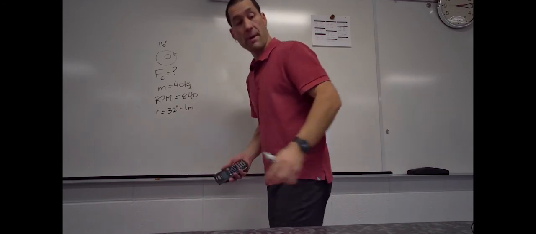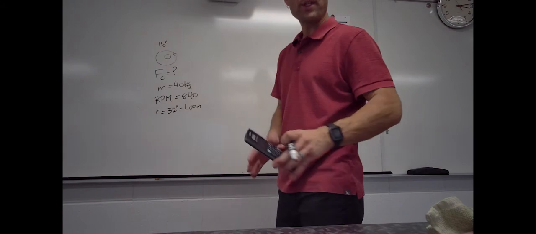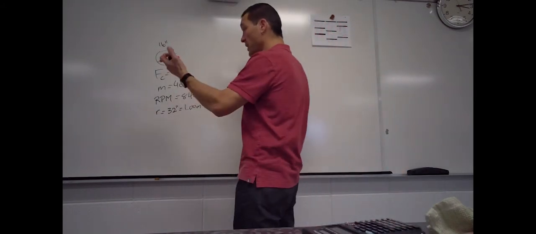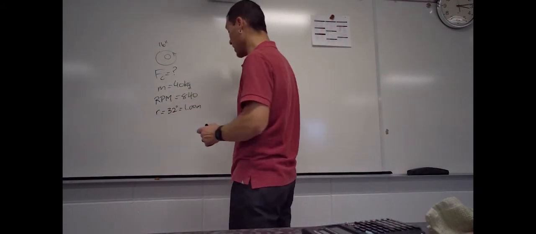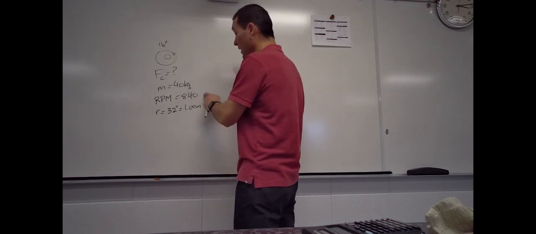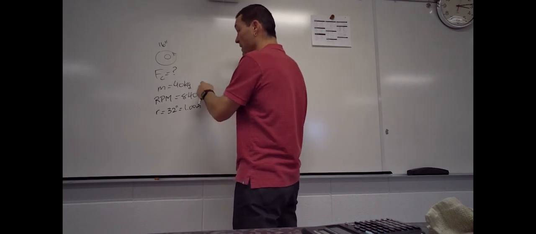So let's keep it at 1, but we should give ourselves 3 significant digits, but our mass is limited to 2, so our final answer should be 2 significant digits. So we have a radius, RPMs, which we're going to have to work with, and mass.